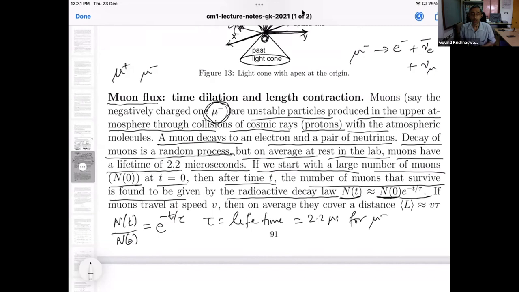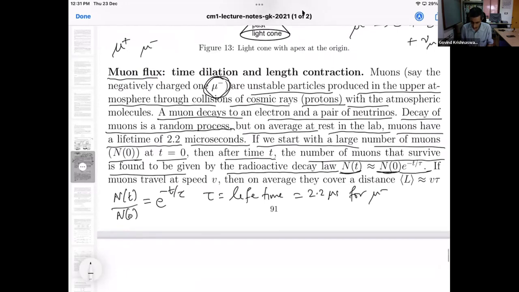Okay. So this is what is seen in the lab. Now, we want to study what happens to these muons as they come down the atmosphere. So if muons travel at the speed v, then on average, they would cover a distance given by v times tau, because after time tau, on average, a muon would decay.